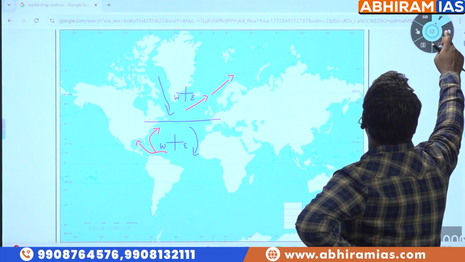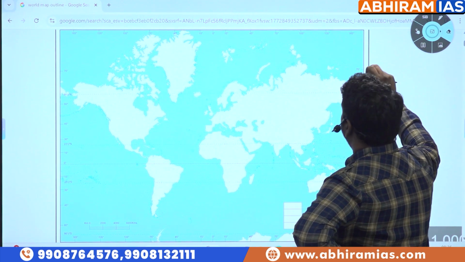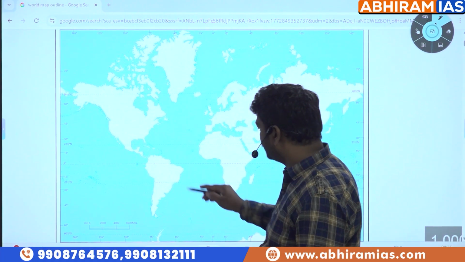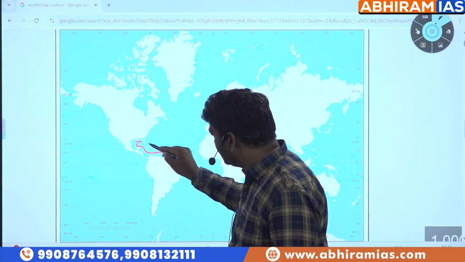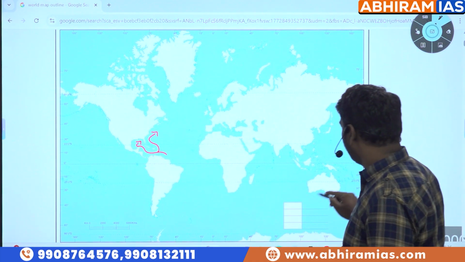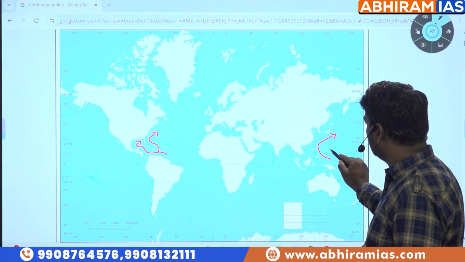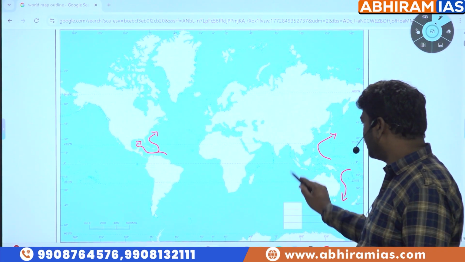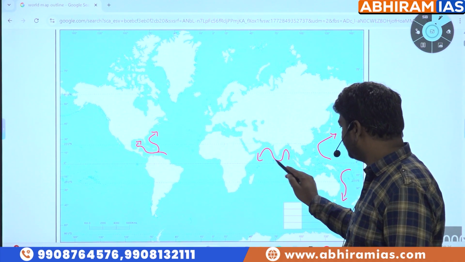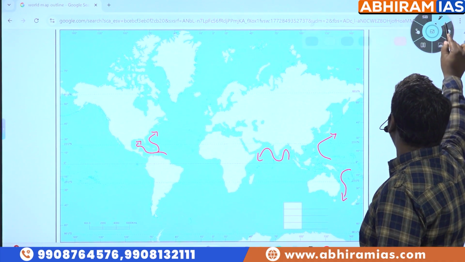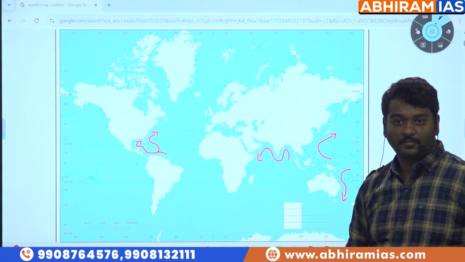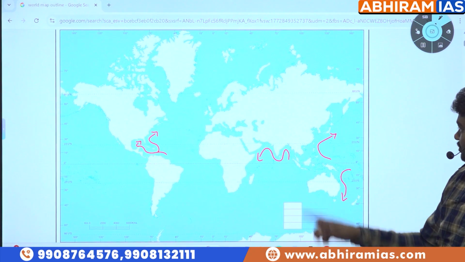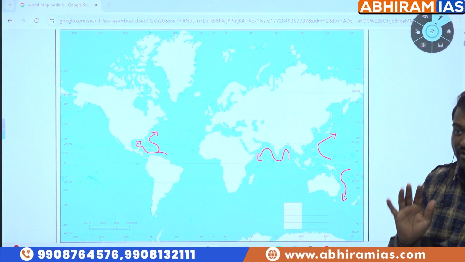Next. Again, try this. What is this? Caribbean, Gulf Stream. What is this, guys? Kuroshio. Good. What is this? East Australian current. Are these warm currents? Yes. Which side of the continent are you seeing warm currents? Eastern side of the continents.